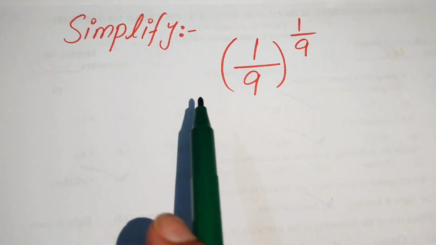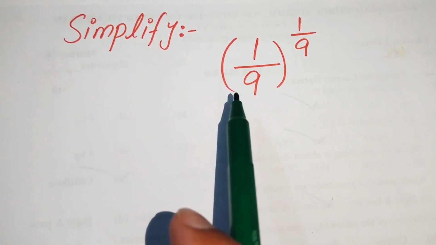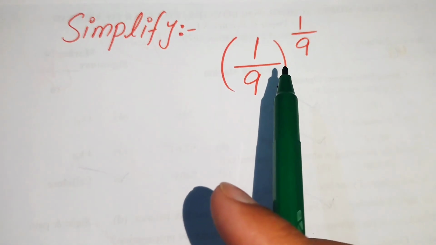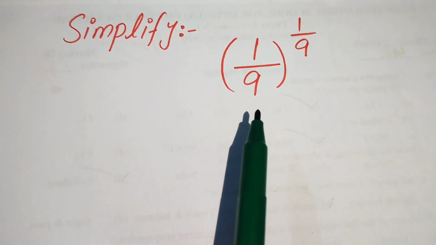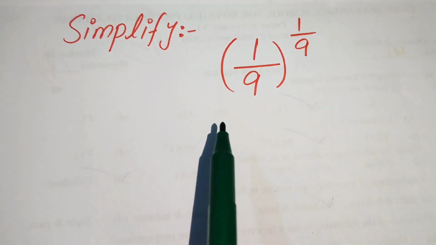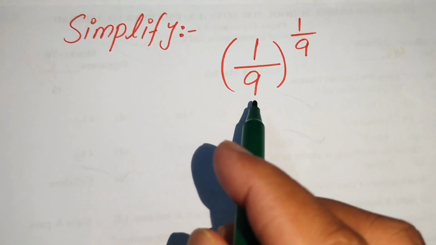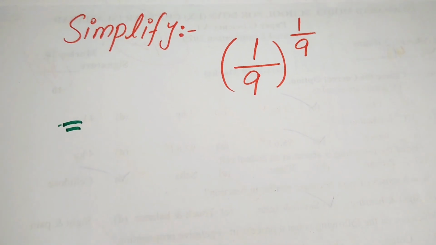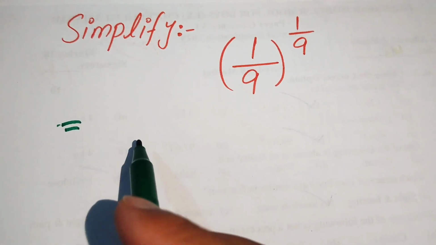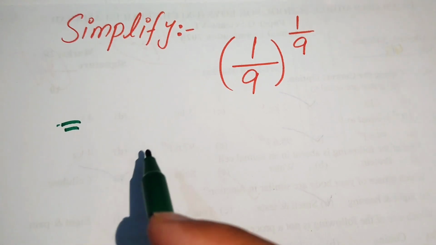And here we need to simplify this algebraic expression. It is (1/9) and its whole exponent is 1 over 9. So now we need to simplify this algebraic expression. Here we use some exponential or radical formulas in order to simplify this term. And first we use the nice radical formula which you know about.